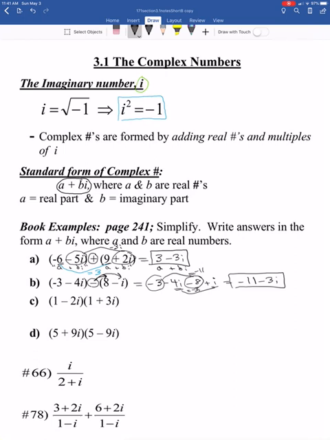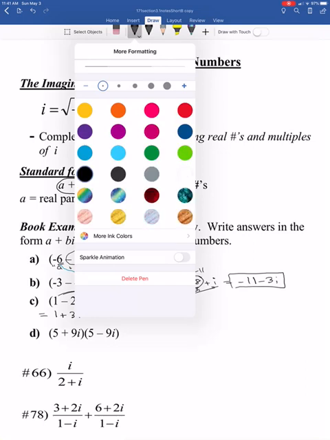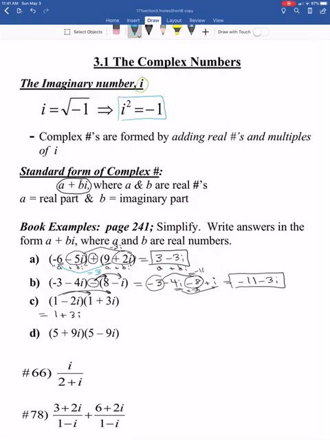As we do the product, we're going to go ahead and distribute. So let's take the 1 and distribute it through. So 1 times 1 is 1. 1 times 3i is 3i. And now let's distribute the negative 2i through. Negative 2i times 1 is negative 2i. Negative 2i times 3i is a minus 6i squared.